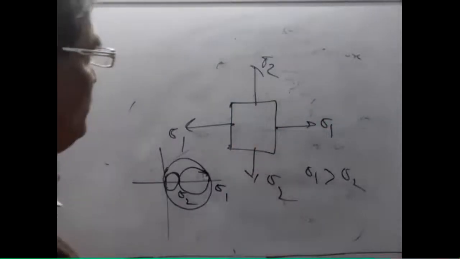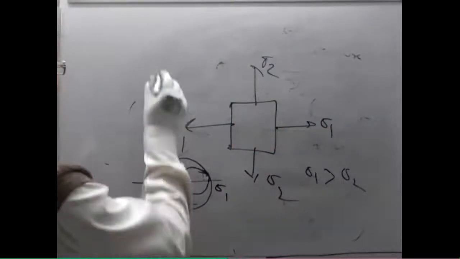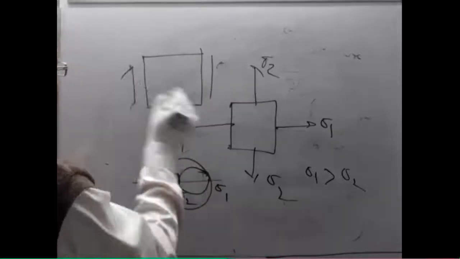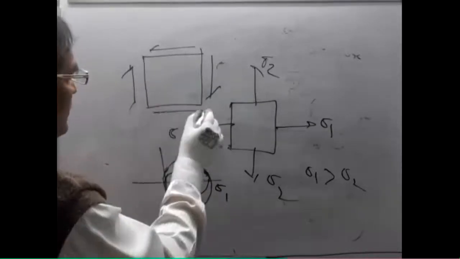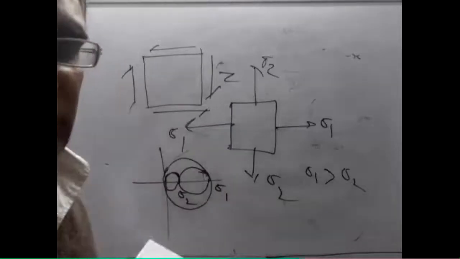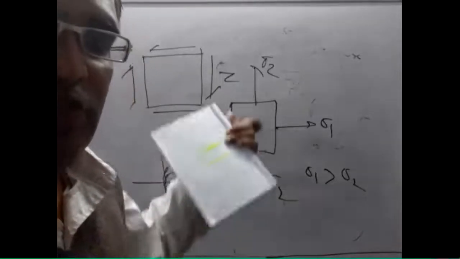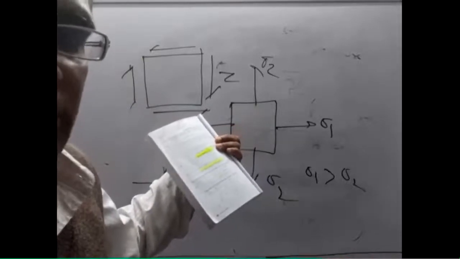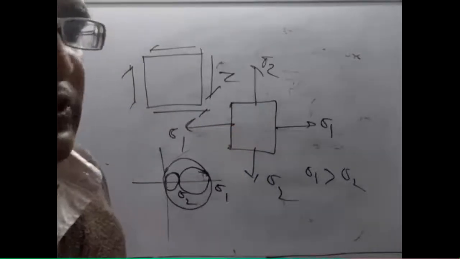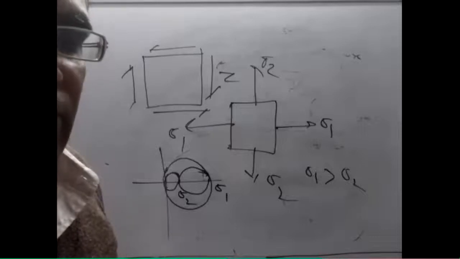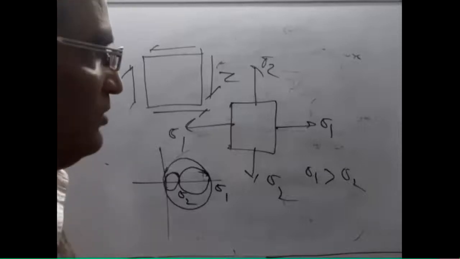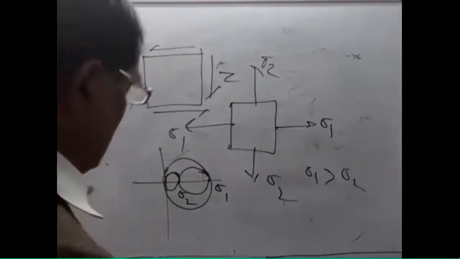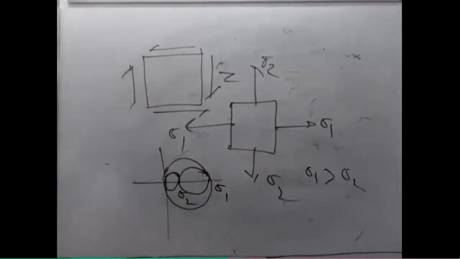Or this problem could also be given like this: tau. So obviously here there is only tau, so this is a plane of maximum shear stress. That is also basically a principal stress, but generally principal stress is stated for sigma 1 and sigma 2, and we call this the maximum shear stress. So in that case, what will it be?